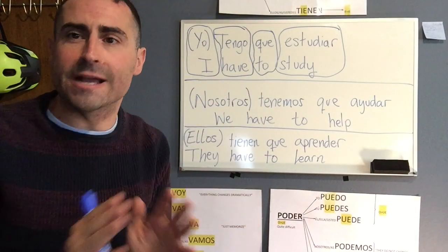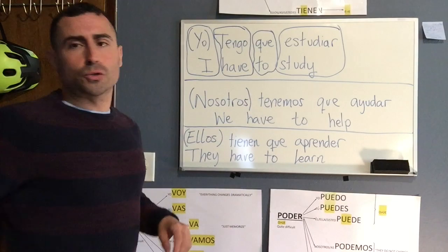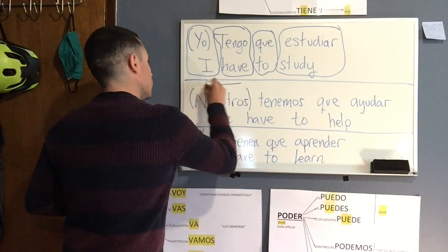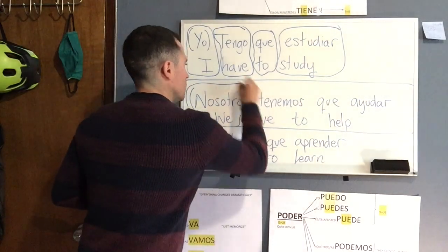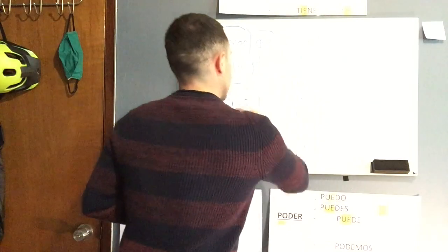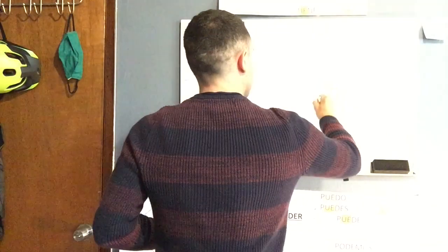This is just grammar. Then, nosotros tenemos que estudiar, second example. Okay, we have to help. Okay, one more time. Everything matches. Okay, or everything matches. We have to help. Okay?